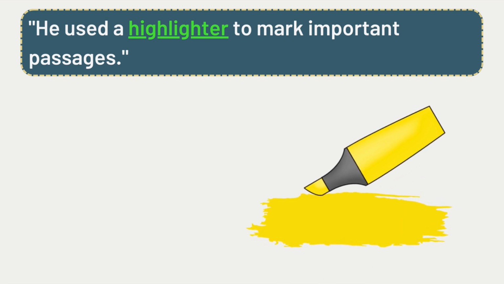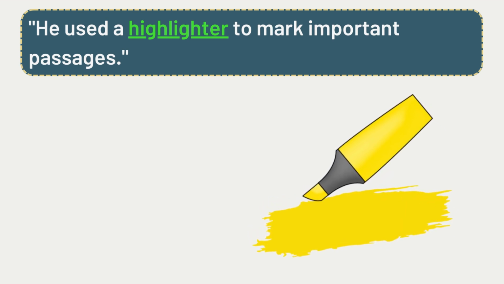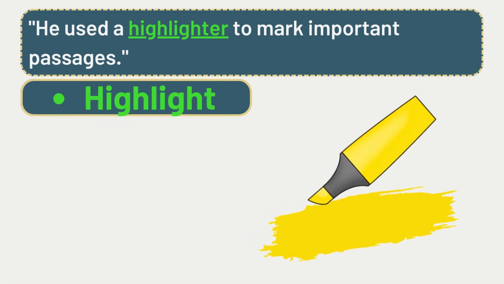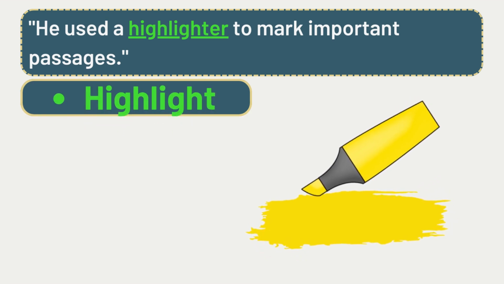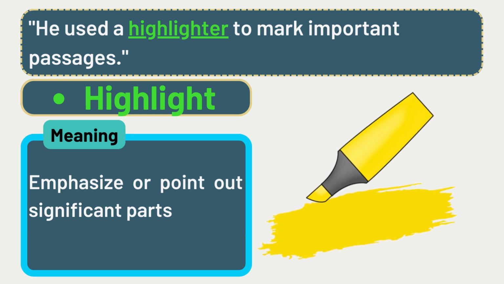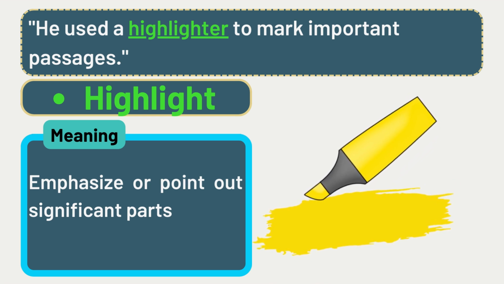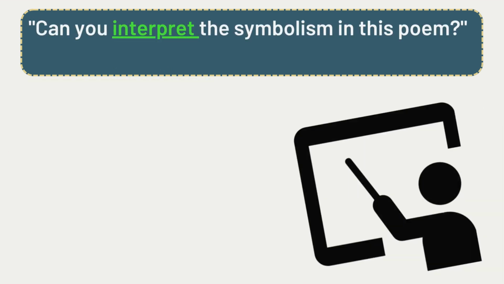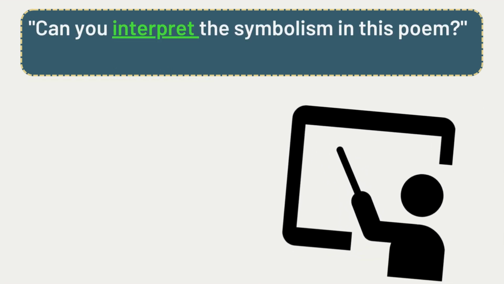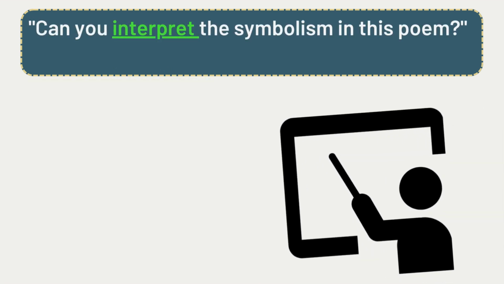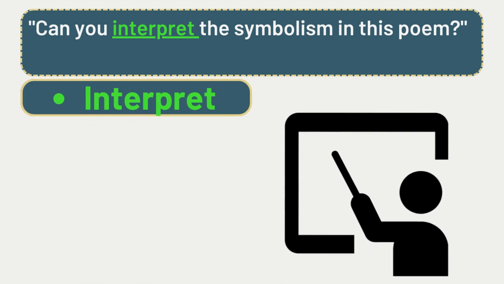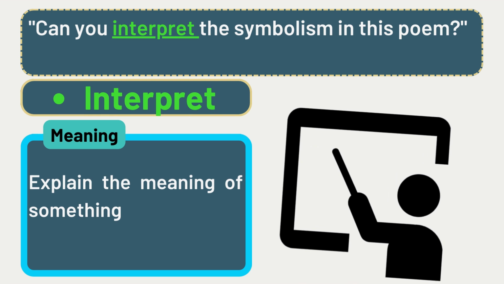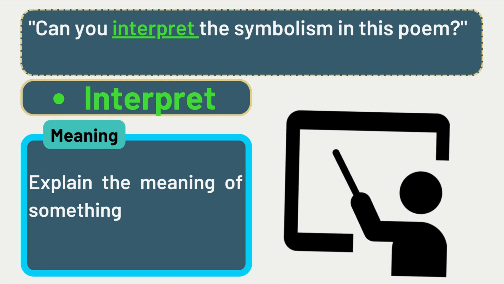He used a highlighter to mark important passages. Highlight. Emphasize or point out significant parts. Can you interpret the symbolism in this poem? Interpret. Explain the meaning of something.